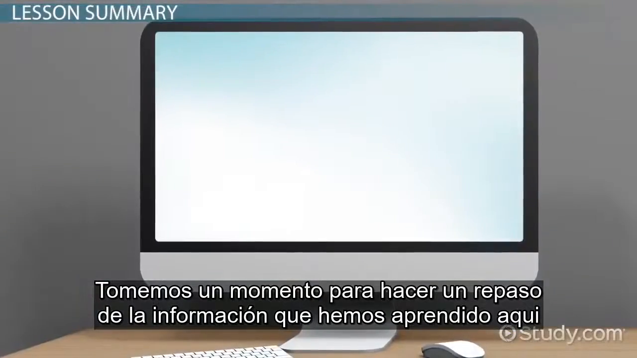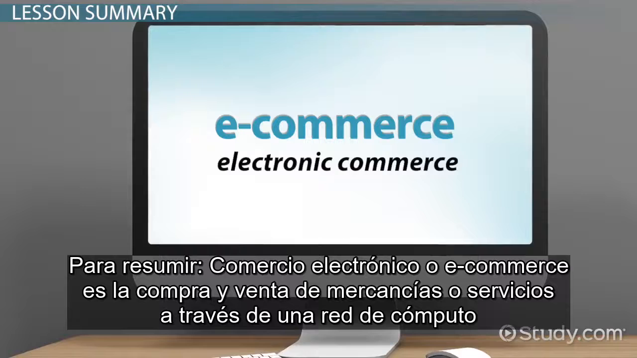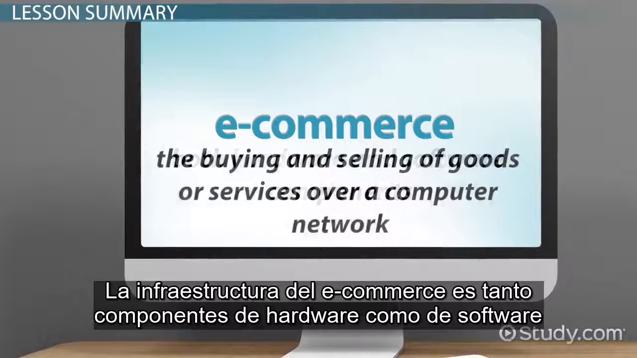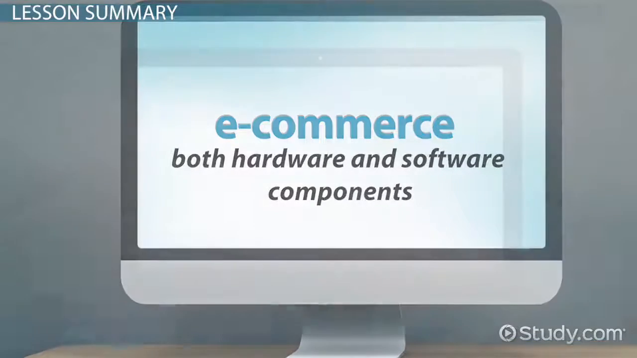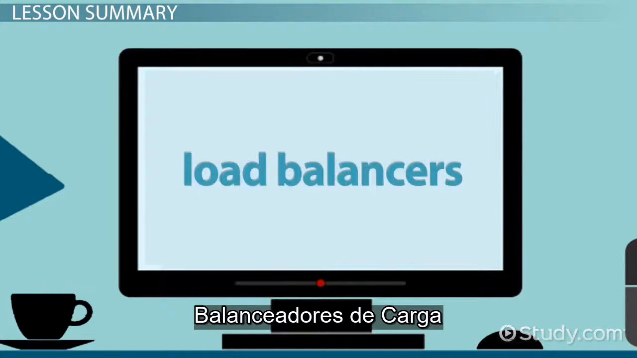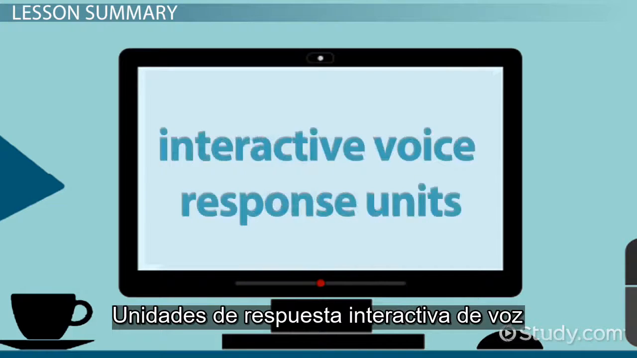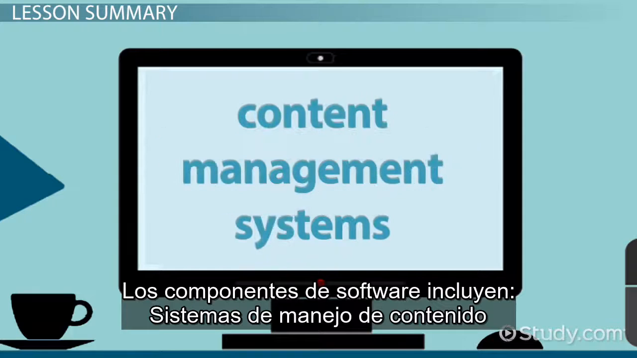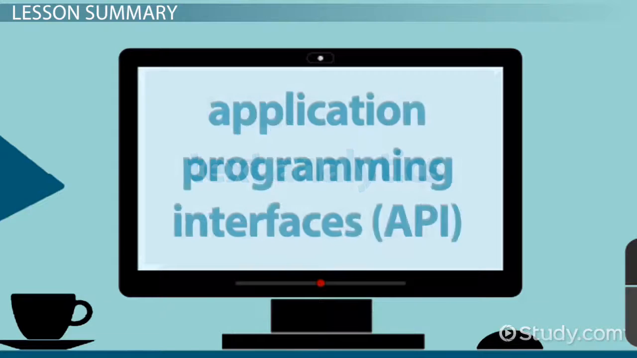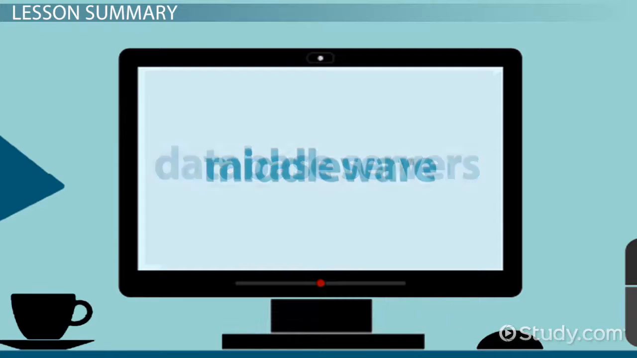Let's take a couple of moments to review the important information that we've learned here. So, to recap, electronic commerce, or e-commerce, is the buying and selling of goods or services over a computer network. E-commerce infrastructure has both hardware and software components. Hardware components include servers, proxy servers, load balancers, firewalls, encryption devices, and interactive voice response units. Software components include content management systems, web analytics, text analytics, application programming interfaces, or API, database servers, and middleware.